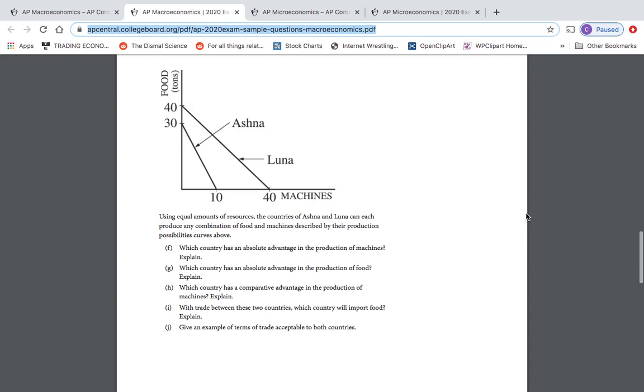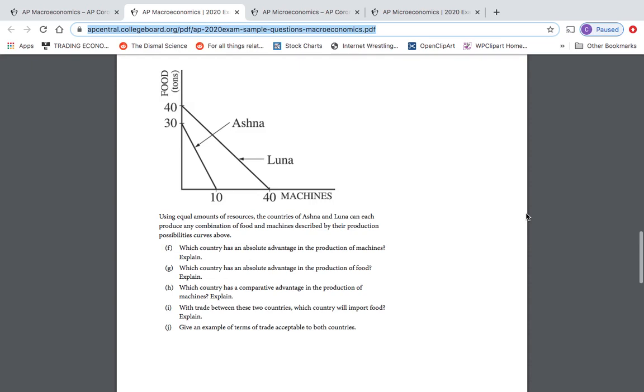To get the opportunity cost, this is an output problem. So if you need the opportunity cost of machines, go food divided by machines. If we need the opportunity cost of food, make food the denominator. It's machines divided by food, using the two extremes. So you walk through the parts of the question.